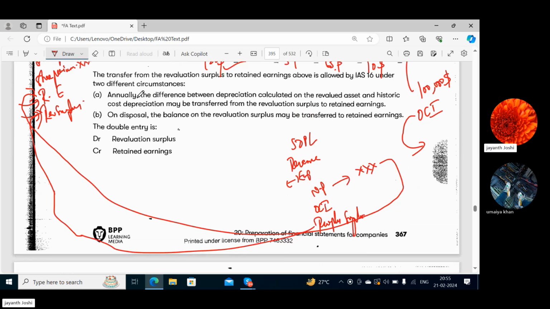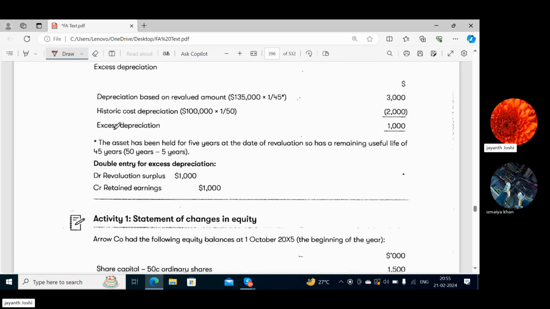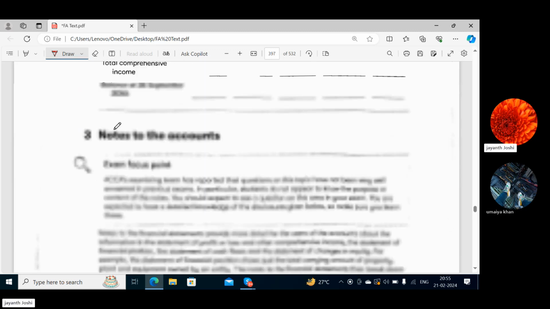Now there is an entry here on disposal. See, now we will do a question. We will understand some topic here. You should understand that topic very properly and clearly.